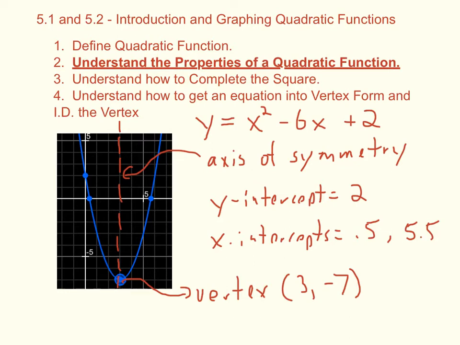So just as a review, for a parabola, for a quadratic function, you want to know where the vertex is. You want to know the axis of symmetry. You want to know the y-intercept and the x-intercepts. That'll be important, and we'll see a couple different ways to figure out how to do this. And most importantly, make sure you can graph these things.